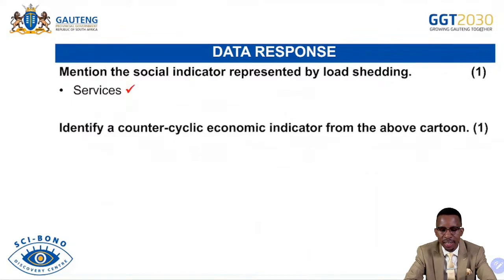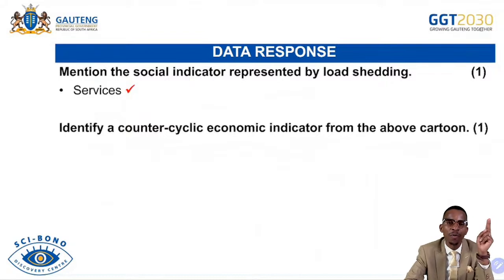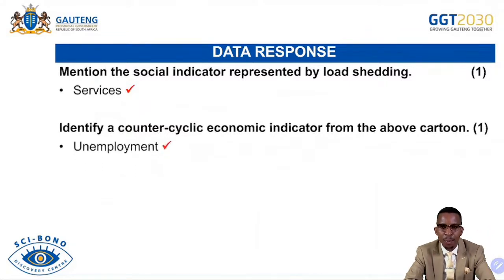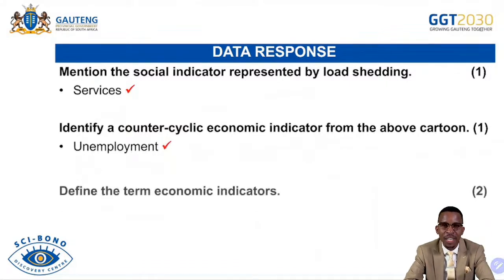Identify the counter-cyclic economic indicator from the above cartoon. Remember, we have two types of economic indicators, namely counter-cyclic and pro-cyclic. Counter-cyclic are not in proportion to the economic performance. Pro-cyclic are in proportion to the economic performance. So let's check. Unemployment, remember, as unemployment increases, economic growth declines, so it is not in proportion, hence we call it a counter-cyclic economic indicator.